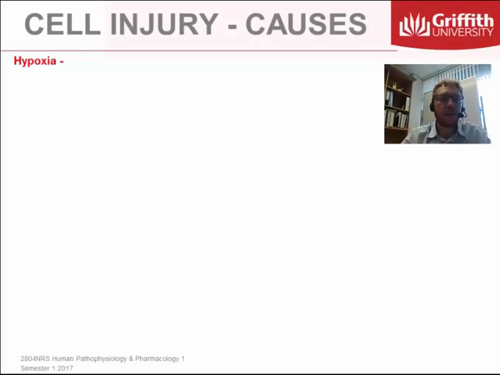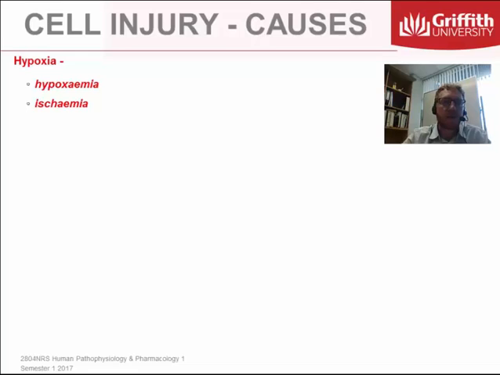Hypoxia just means low levels of oxygen to a tissue or to a cell. This would then cause an impairment of ATP production, and that's why it's causing the problem. This is a very common cause of cell injury in many diseases. However, hypoxia itself can be distinguished into 2 classes, being hypoxemia and ischemia.